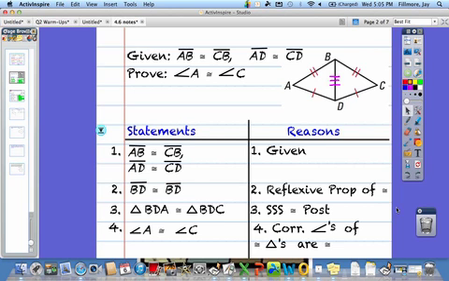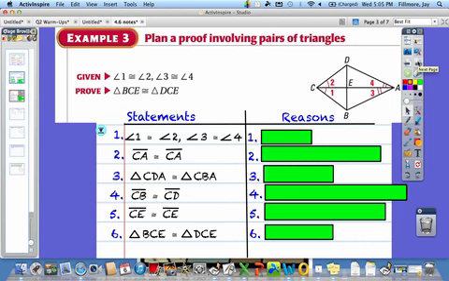A final example, it's a bit different. And in this case, we're given that angle 1 is congruent to angle 2, angle 3 is congruent to angle 4. And we want to prove that these two small triangles here are congruent. And if we examine this, we see that we have a pair of angles and a shared side, but nothing else. And there's nothing else we can really use from our picture. So we can't right off the bat say that those two triangles are.